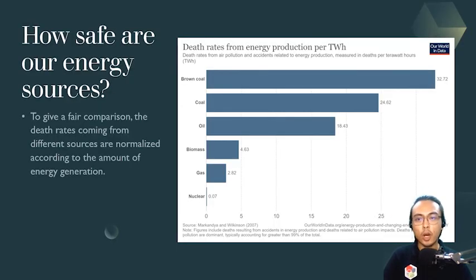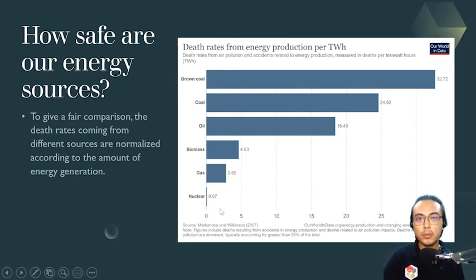Now, let's get to the topic of how safe our energy sources are. We have already discussed earlier that our non-renewable sources such as coal, oil, and gas are very dangerous to our environment, especially to our atmosphere. But how dangerous are those technologies to human health? To give a fair comparison, the death rates coming from different sources are normalized according to the amount of energy generation. So we have here entries for brown coal, which is coal which has a lower percentage of carbon, coal, oil, biomass, natural gas, and nuclear energy.